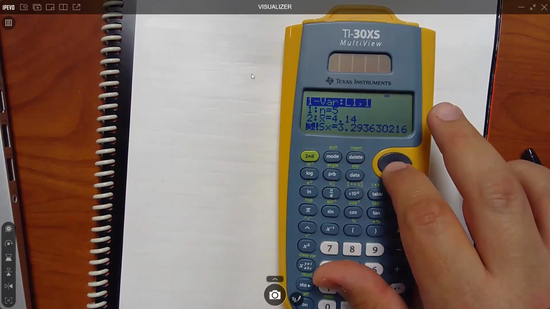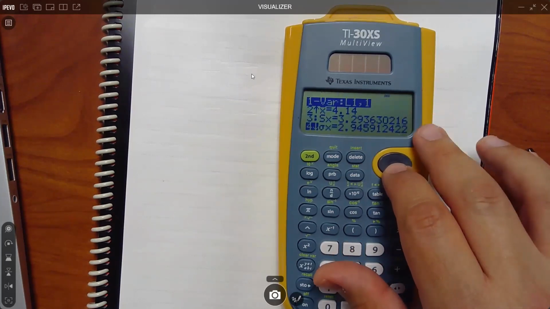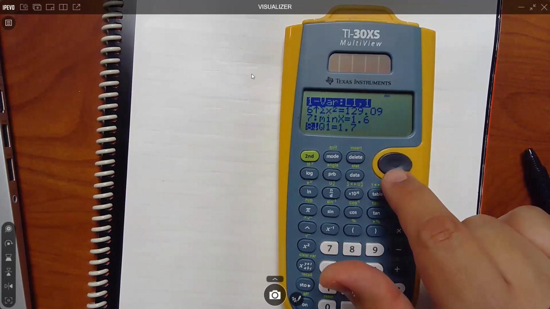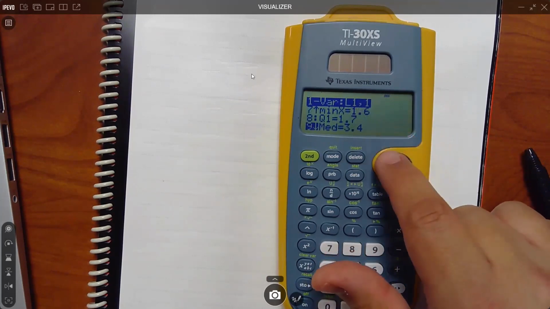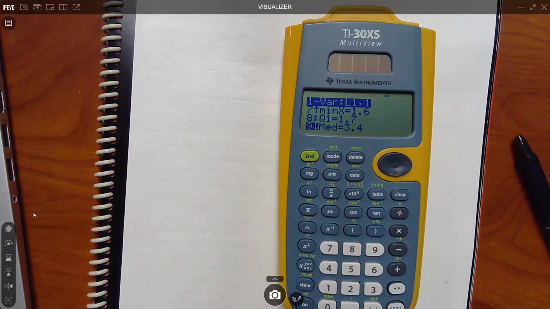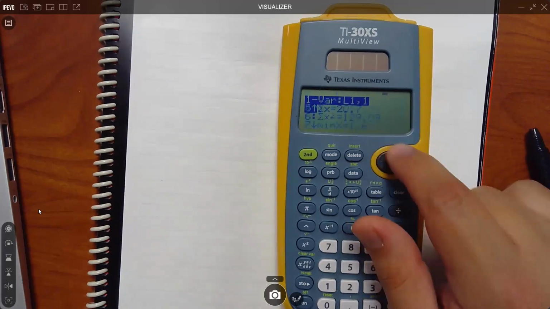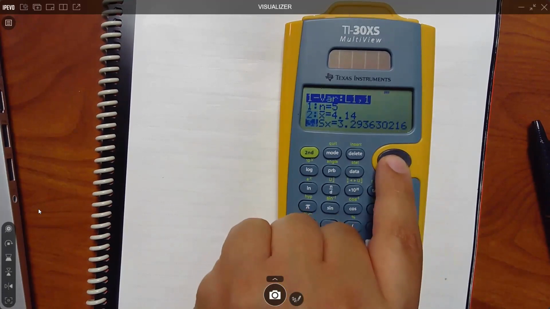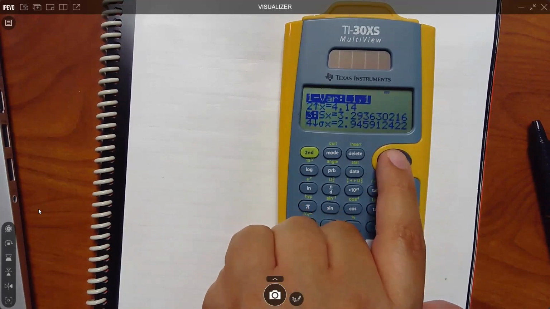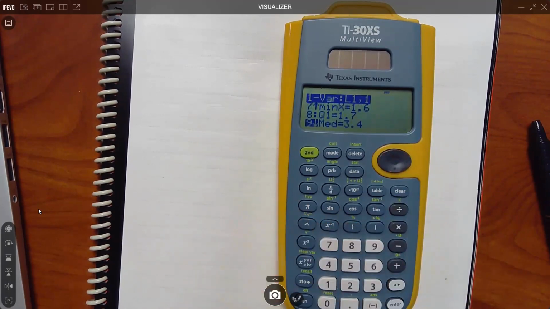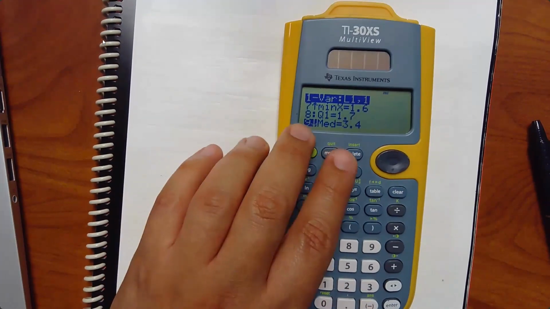There's the sample standard deviation, population standard deviation, the sum of all the values, the sum squared, the minimum value, the first quartile, and the median. So it only asks for two things, right? Median, 3.4. So I'm gonna write that down. The mean is, what was it again? X bar, 4.14. And the median is 3.4. So that's all you got to do. Just punch it in here and it shouldn't be too bad.